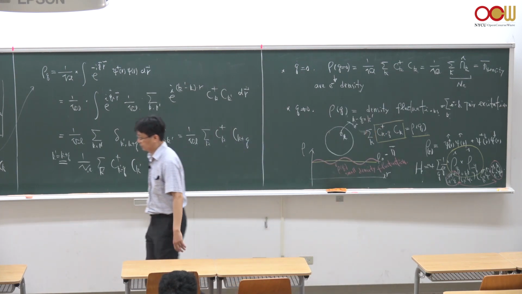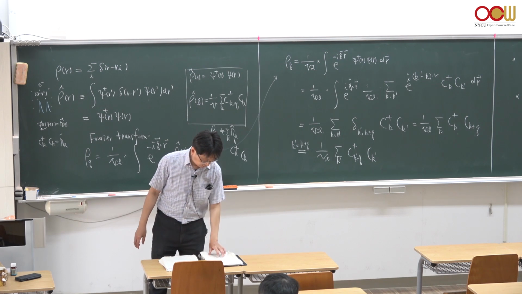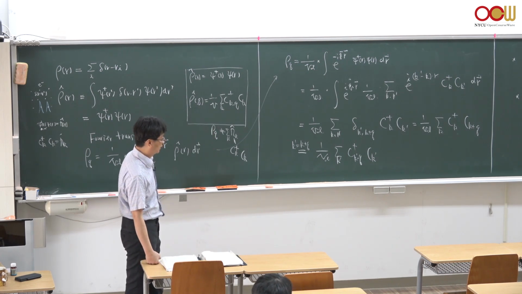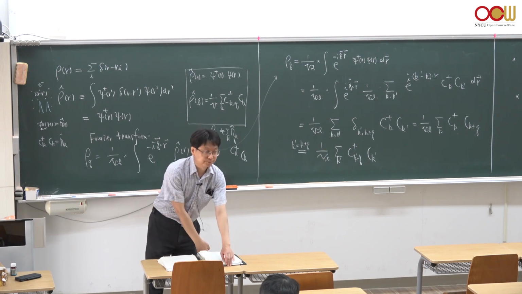So time is up, so let's stop here. And next time we will derive this Hamiltonian of a Coulomb interacting electron gas by using the density operator.